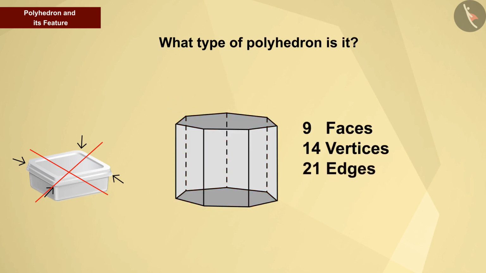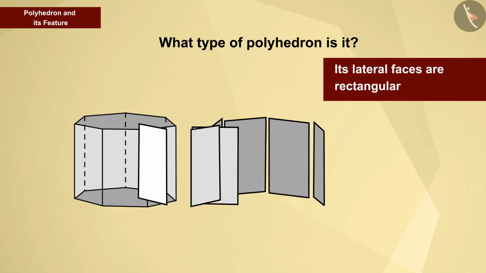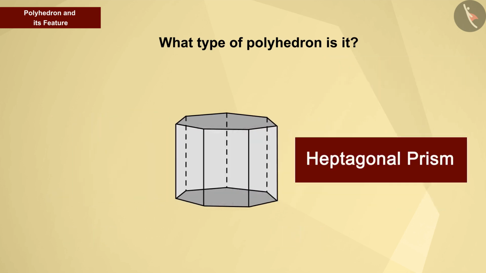If we look closely, we will find that its base and end are made of congruent heptagons which are also parallel, and all lateral faces are rectangular. This polyhedron is a heptagonal prism. Let us now see another example.